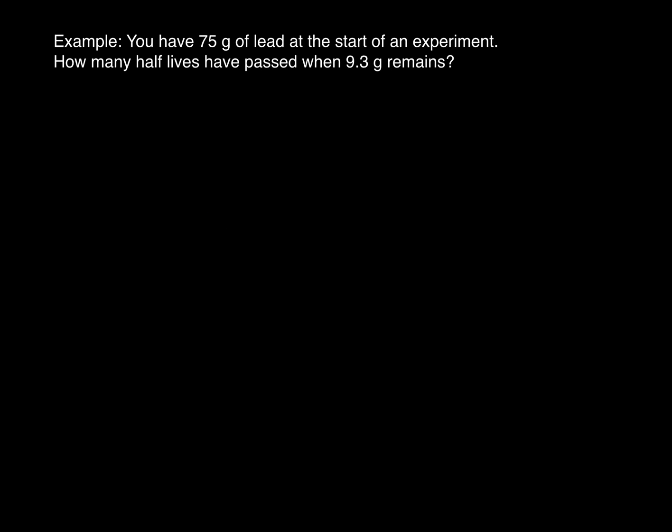Here's our final example. You have 75 grams of lead at the start of an experiment. How many half-lives have passed when 9.3 grams remain? So we're told N naught is 75 grams, and after some time has passed, we have 9.3 grams remaining. We're looking for the n value.